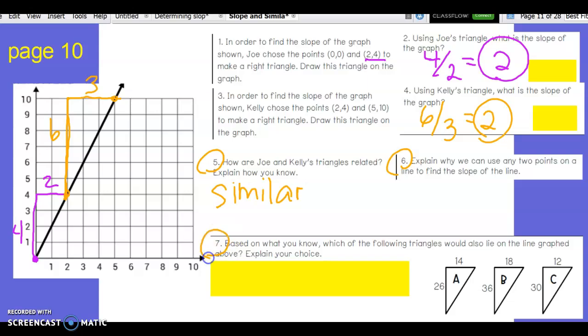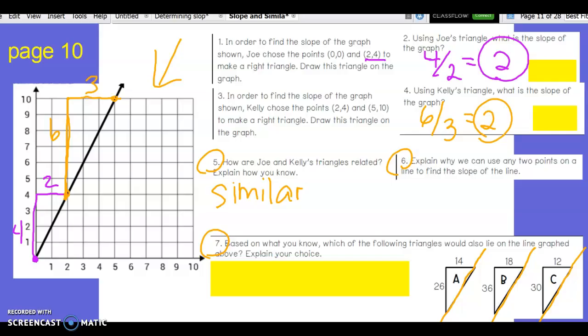Problem number 7 says, based on what you know, which of the following triangles would also lie in a line graphed above? So we know that this line here, in this picture right here, has a slope of 2. So we want to figure out if triangle A, B, or C would also be in this line and give us a slope of 2. So imagine this is the line. We're trying to see which of these lies on the line. So we're going to calculate the slope of each.